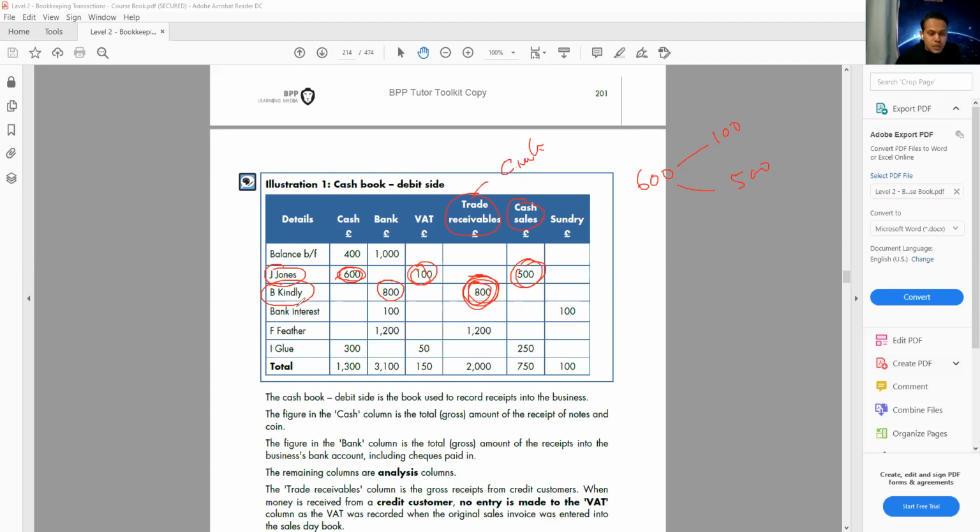The next one is a bank interest. So this one is not a customer. I receive on the bank £100. That's for the sundry. Sundry means I don't want to make a separate column for something. It's a small income or a small expense. I keep it on the sundry column.